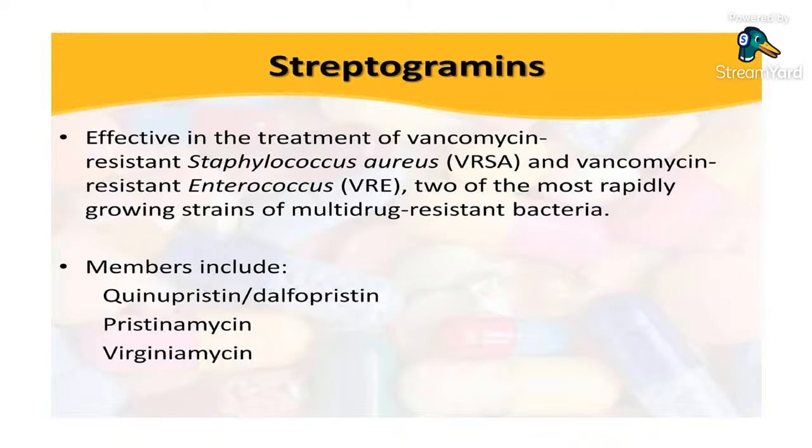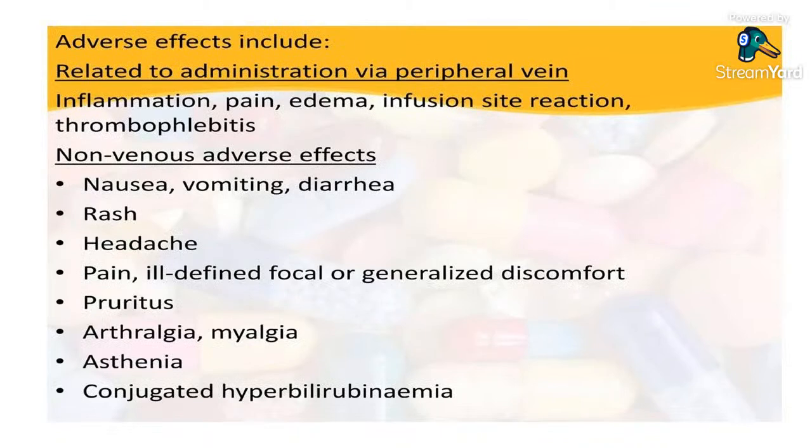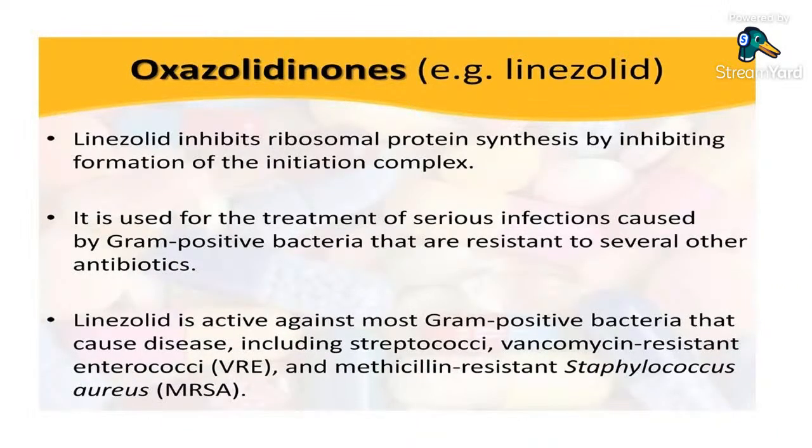Streptogramins are effective against vancomycin-resistant Staphylococcus aureus and vancomycin-resistant enterococci, two of the most rapidly growing strains of multiple drug resistant bacteria. Members include quinupristin, dalfopristin, and pristinamycin. Adverse effects include those related to administration by a peripheral vein: infection, pain, edema, infusion site reaction, thrombophlebitis. Non-infusion adverse effects: nausea, vomiting, diarrhea, rash, headache, pain, malaise or general discomfort, and others.